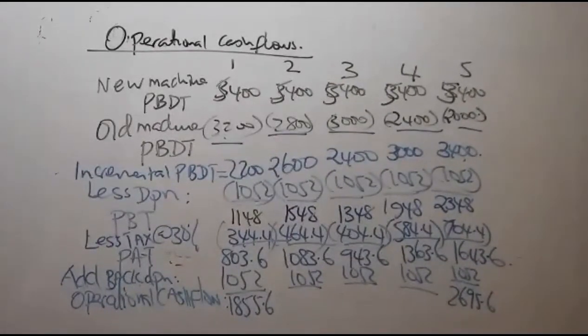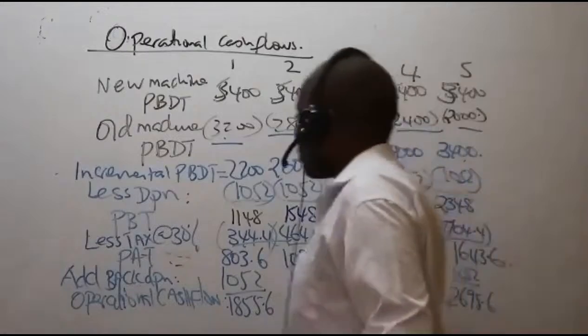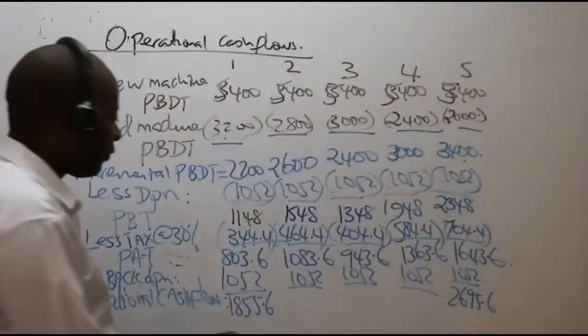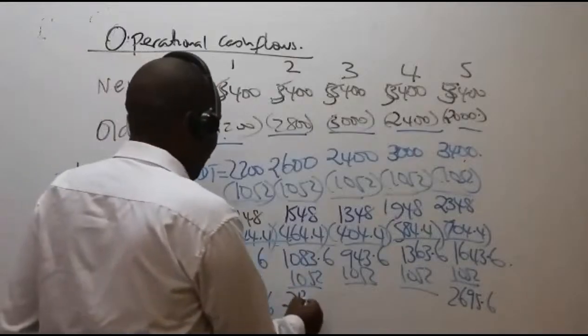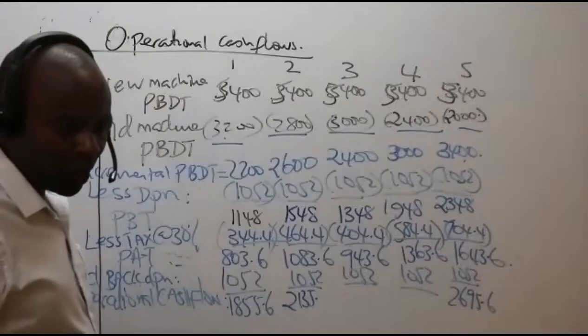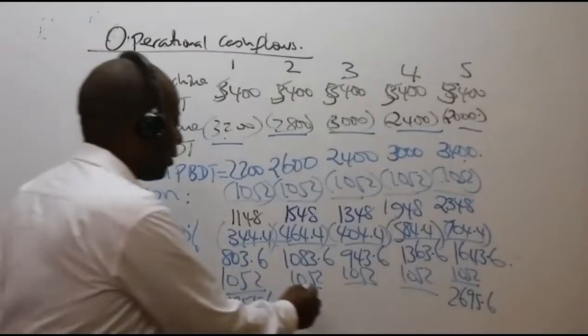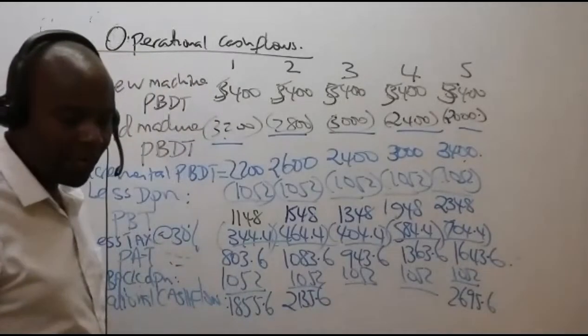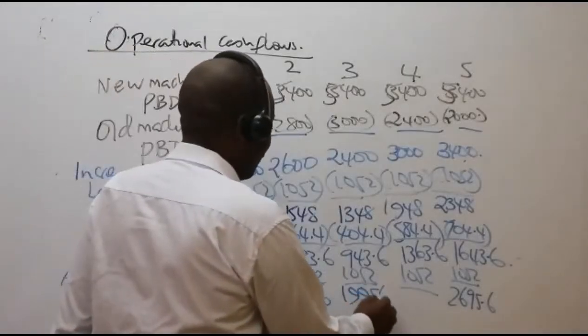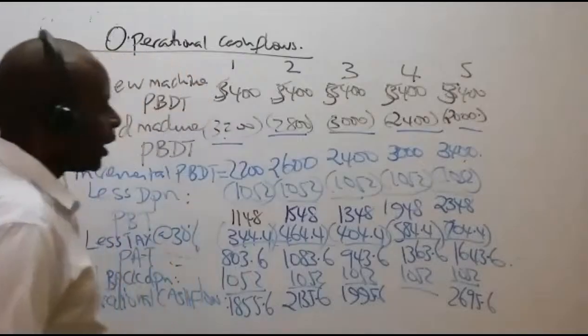Okay. So what figures are we getting, ladies and gentlemen? For year number 2, I can see 2135.6. Please write there. Year number 3, write the year, 1995.6.